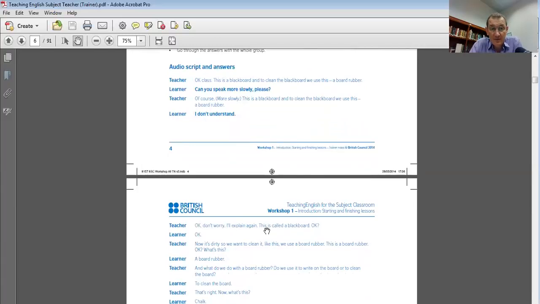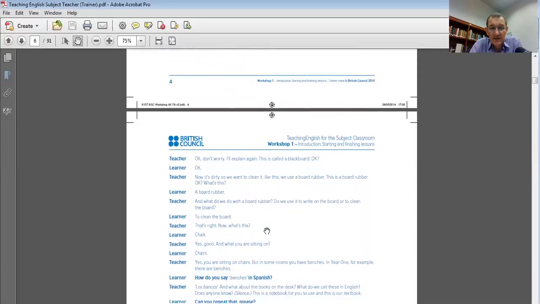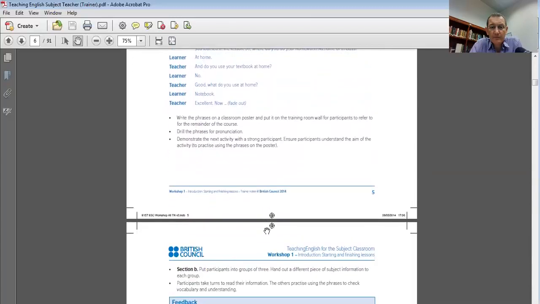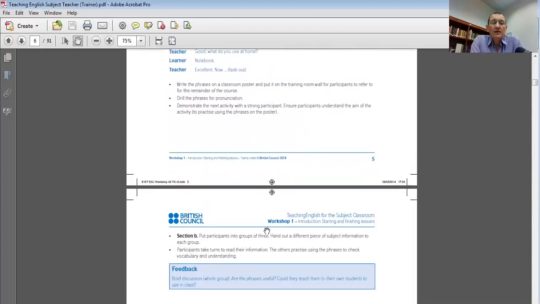Here you have the audio script, so you can see this conversation. There are 5 more steps in the procedure here, and beneath the audio script it says, write the phrases on a classroom poster and put it on the training room wall for participants to refer to for the remainder of the course. This is a nice idea. You can get the participants to do this. You can get them to write the phrases and to create this classroom poster.